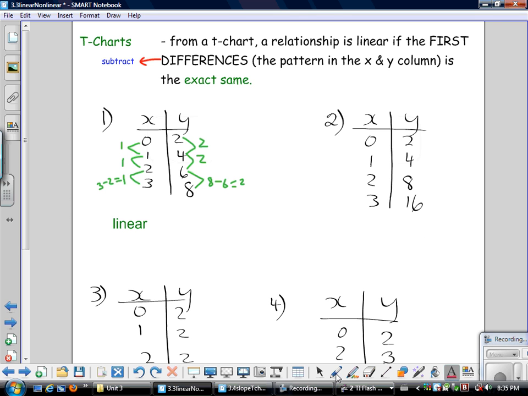The same thing we're going to do here is start at the bottom. 3 minus 2 is 1. 2 minus 1 is 1. And 1 minus 0 is 1. So far, so good. All of those are 1s.